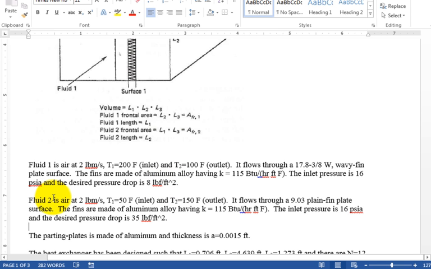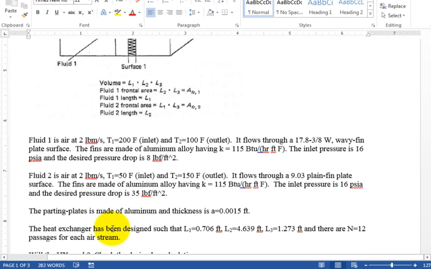Okay. Fluid 2 is air. The inlet temperature is 50, the outlet's 150. It flows through a 9.03 plain fin plate surface. The fins are made of aluminum, same material. And the inlet pressure is 16, same inlet pressure, but the desired pressure drop is 35 pound-force per foot squared. The parting plate is made of aluminum and the thickness A is 0.0015.